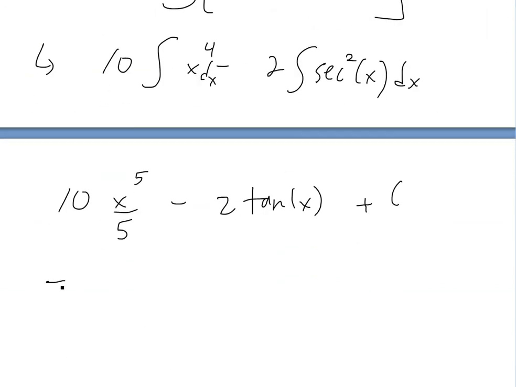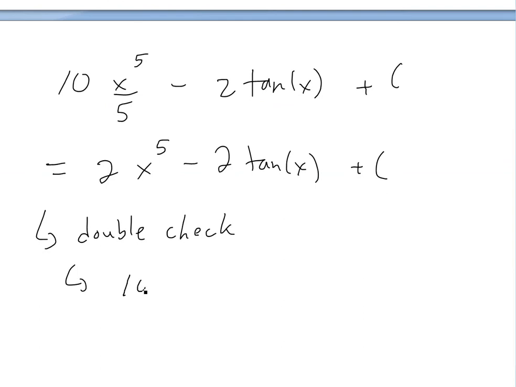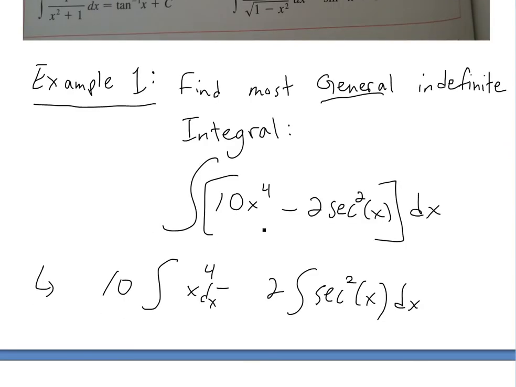We could simplify this further by dividing the 5 into the 10. So then we're going to get 2x^5 minus 2 tan x plus c. Now, you can also double check your work by taking the derivative. The x^5 term goes down, so we're going to get 10x^4 minus 2 secant squared x, because that's what the derivative of tan x is. That's exactly the original integrand, so we are correct.